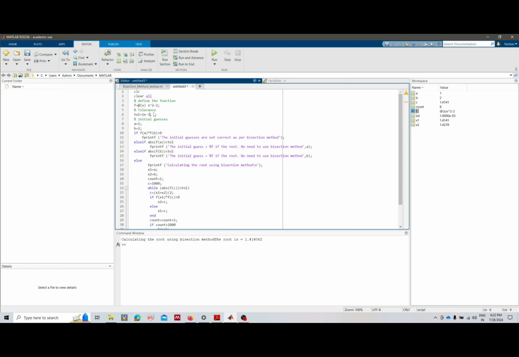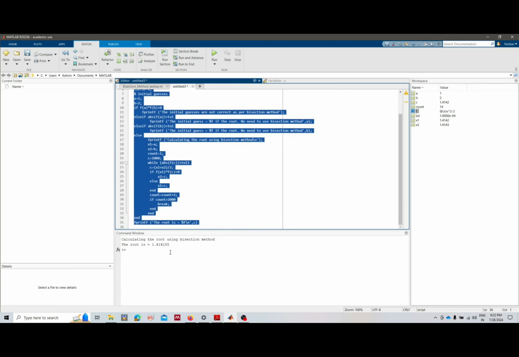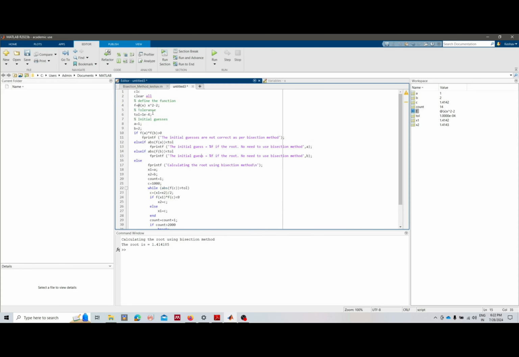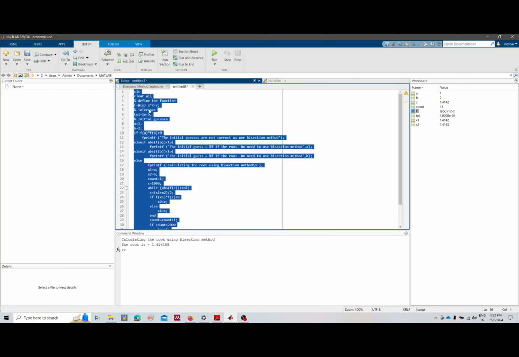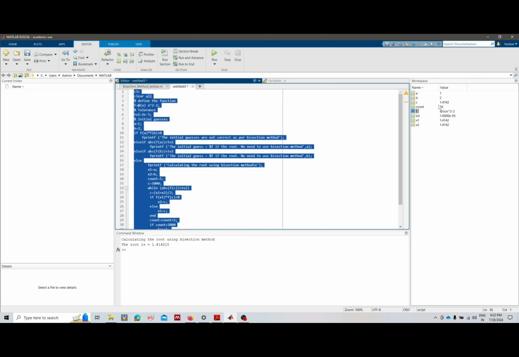Now if I increase the resolution or tighten the tolerance further, see, now it has converged after the 14th iteration. I increase this further, suppose 10 to the power minus 5 tolerance, Control A, evaluate. So now it converges after the 16th iteration.